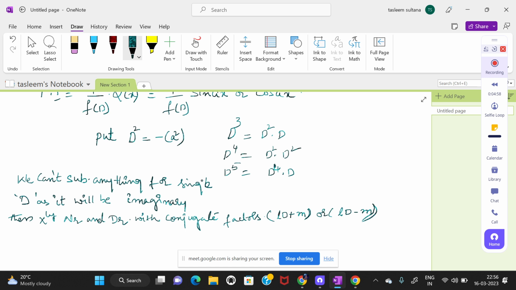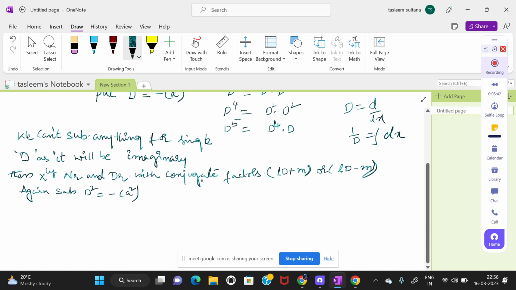Again you have to substitute D square equals minus a square in your denominator part. After that, your lD plus m or lD minus m will be there in the numerator also. Then whatever your q of x is, either sin ax or cos ax, you have to multiply to each and every term of that bracket, where D stands for differentiation, d by dx, and 1 by D stands for integration. Remember that one.